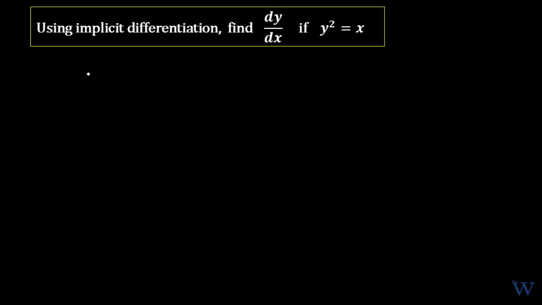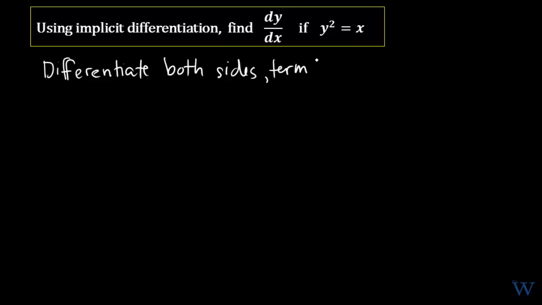Alright, so now let's see, what did I say? We differentiate both sides term by term. Here we just have a single term, but in general we do term by term. This is the most important thing. We have to differentiate with respect to x. So what do I do now?